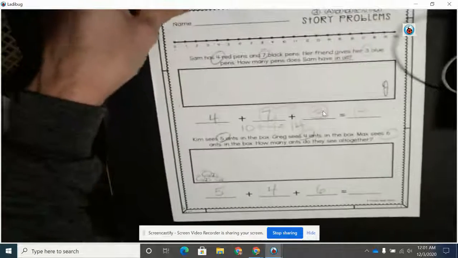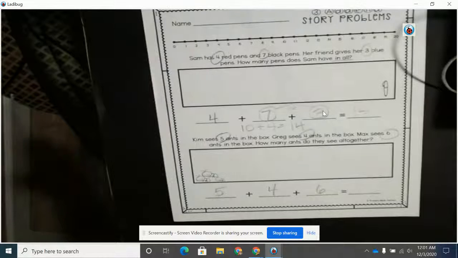I don't know. Kim sees 5 ants in a box. Greg sees 4 ants in a box. Max sees 6 ants in a box. How many ants do they see all together? Well, I'm going to put my numbers where they belong in the equation. 5 and a 4 and a 6. Oops, let me make it so you can see it.